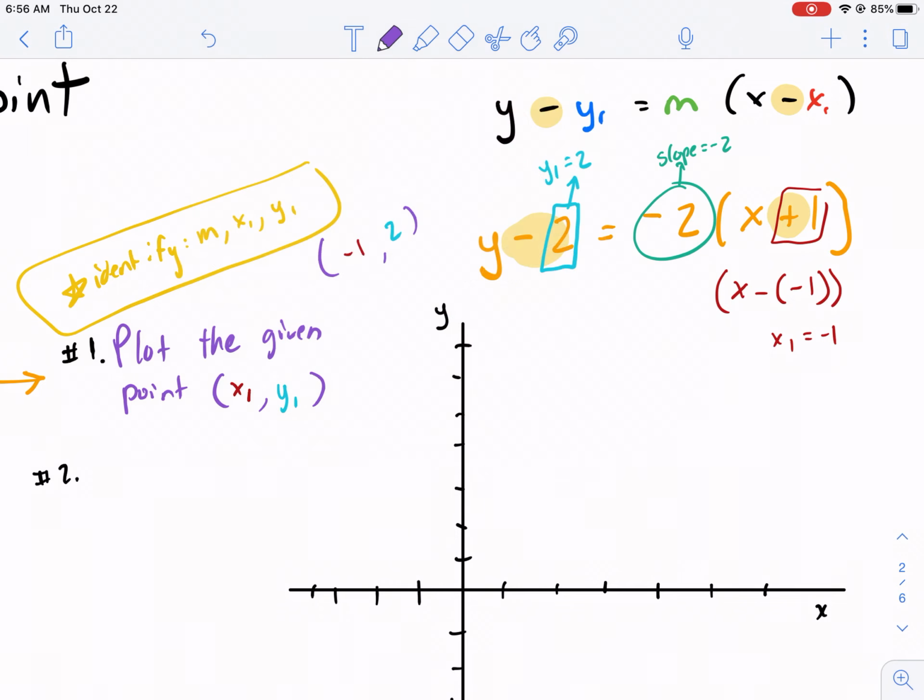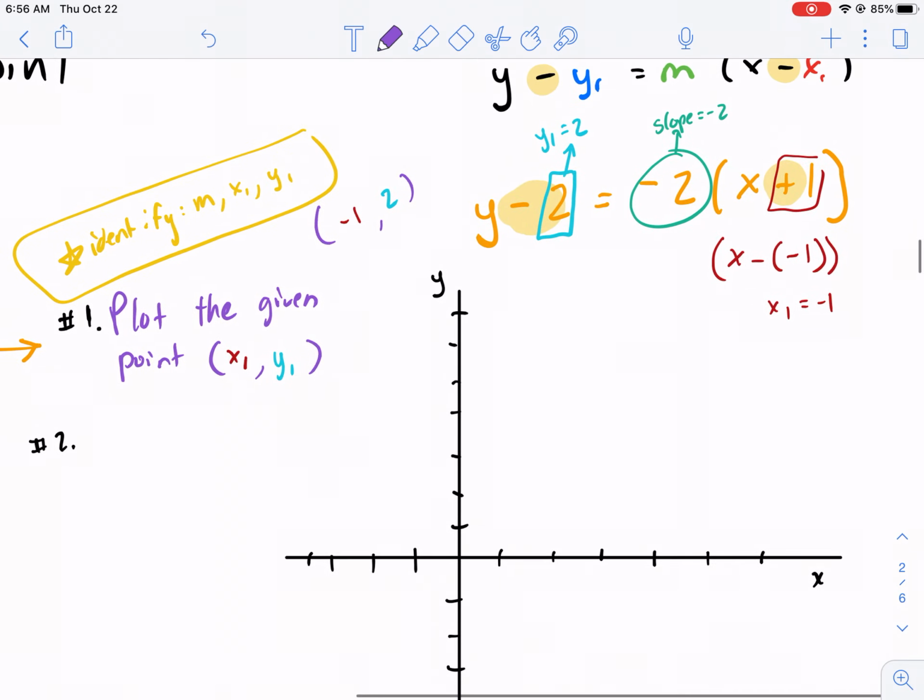Wow, look at this graph. Very accurate here. Look, everything's spaced out so perfectly. Awesome graph. Wonder who did this. Okay, so negative 1, 2 is my first point.